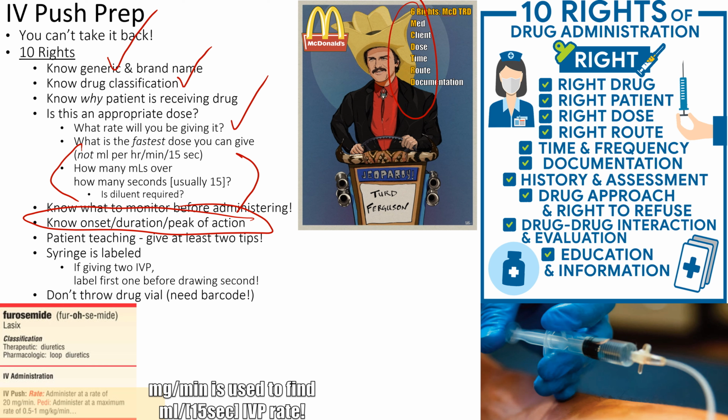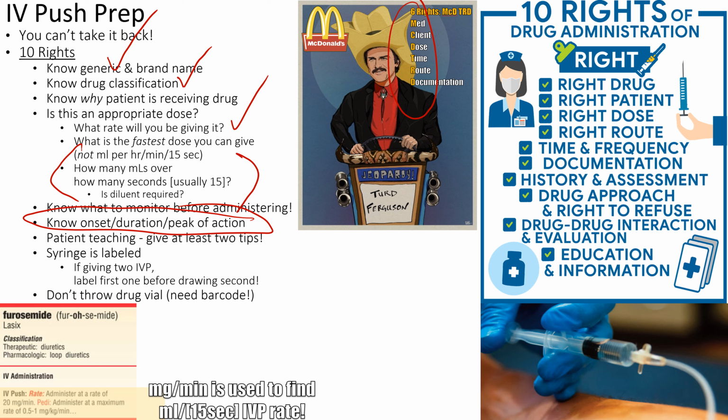And patient teaching, give at least 2 tips about why you're giving this medication. Your syringe should be labeled with what you're giving. If you're giving 2 IV push, you should label the first one before drawing the second. You're not going to draw your protonix, draw your methylprednisolone, and draw your digoxin, and forget which one's which. You want to make sure you label it after you draw it in between each step. And don't throw away the drug vial because oftentimes you have to scan that drug vial into the computer, okay?